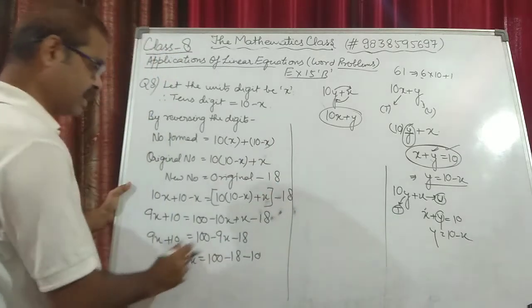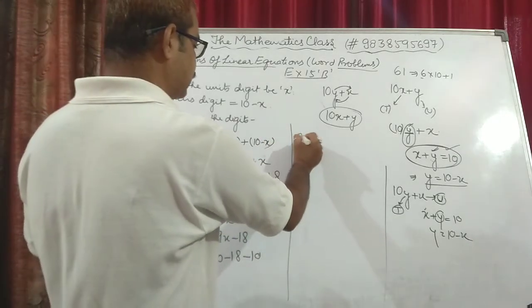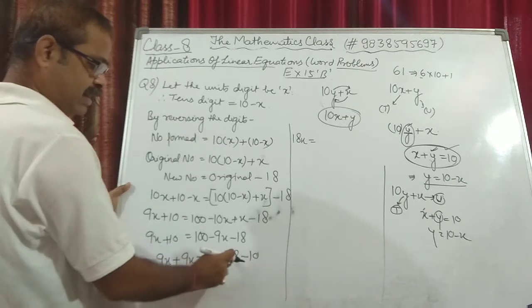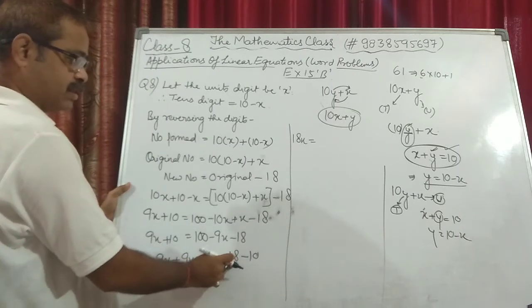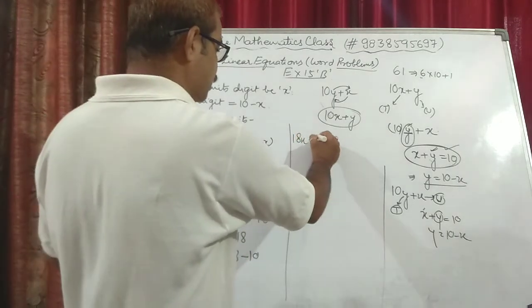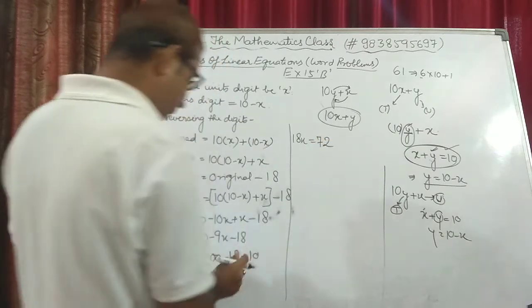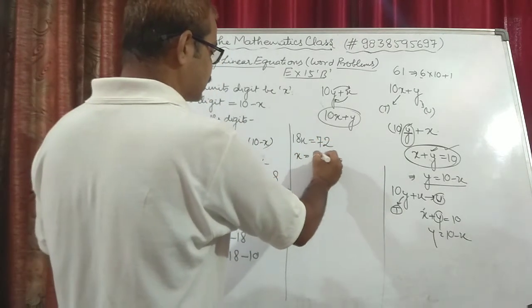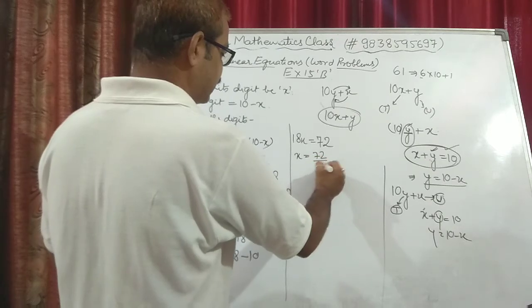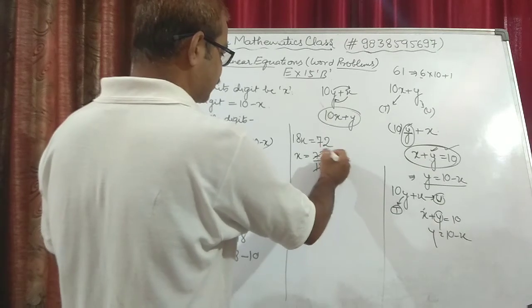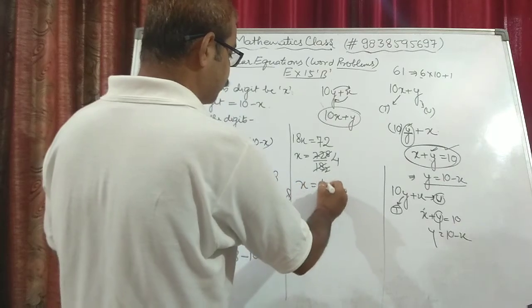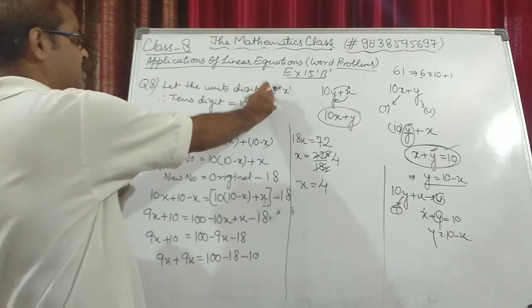It means 9 and 9 is 18x is equal to 100 minus 10 is 90, 90 minus 10 is 80, 80 minus 8 is 72. So a total, when you add all these, you will get 72. So x is equal to 72 upon 18, 9 2s are 18, 9 8s are 72, 2 4s are 8. Means x is 4. x was the units digit.